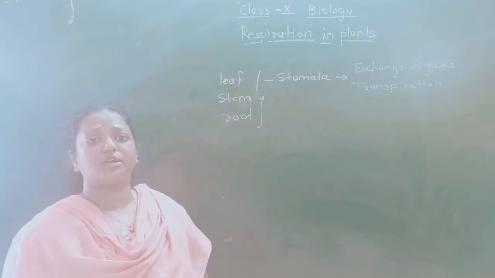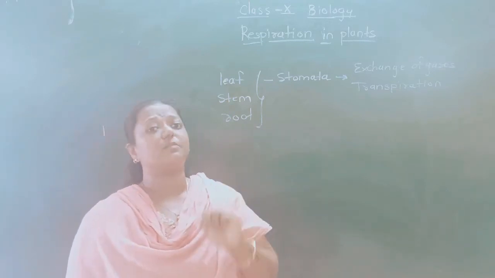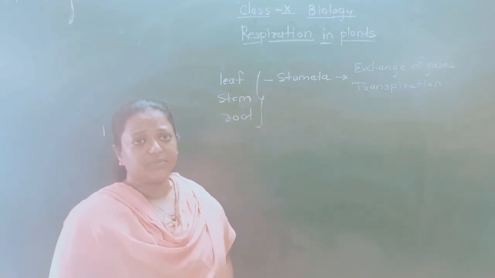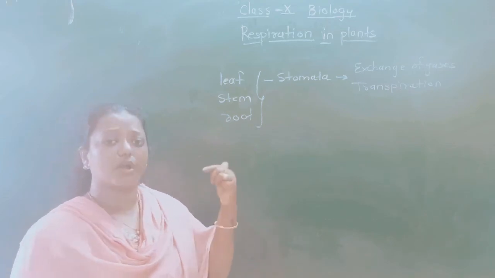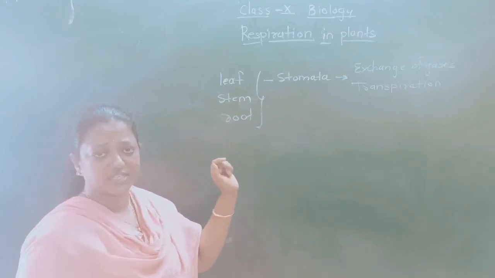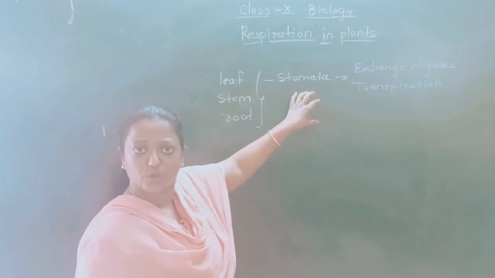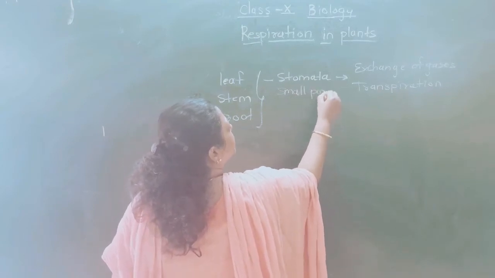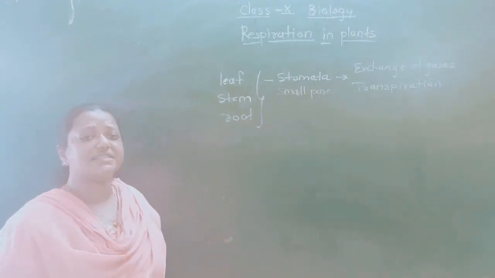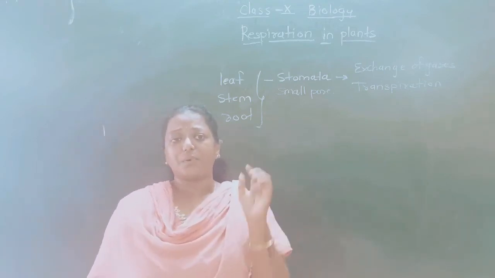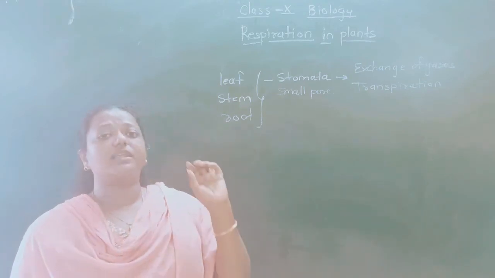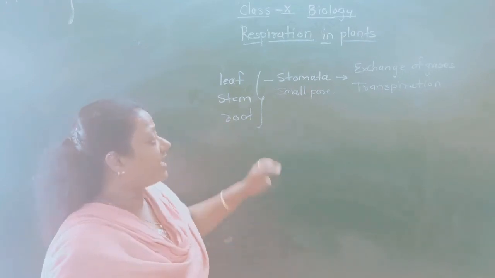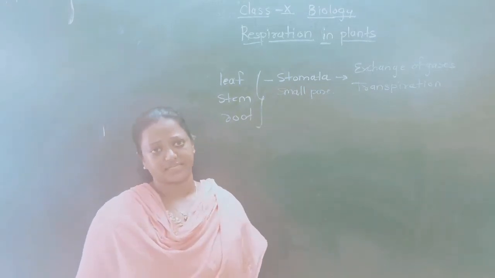If the plant is performing respiration, then it will be in need of oxygen, so that oxygen will be taken in through the stomata. At the same time, the products formed during these two reactions will be given out by the stomata only. Stomata are small pores present at the lower surface as well as the upper surface. On the upper epidermis, stomata are present, and on the lower epidermis also stomata are present.